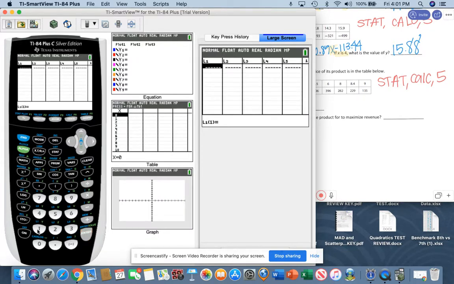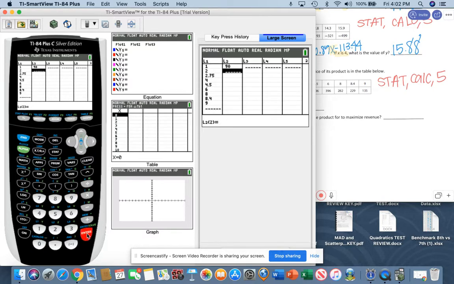L1, I'm putting in 1, enter, 2, enter, 2.75, enter, 4, enter, 4.5, enter, 6, enter, 8, 8.4, and 9. Then I'm going to scroll over to L2.